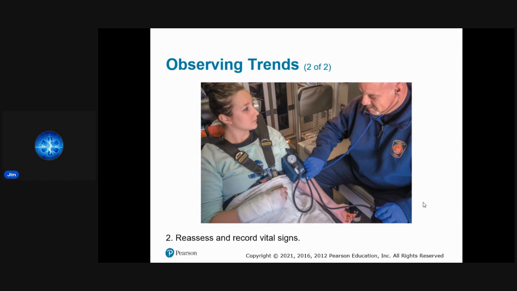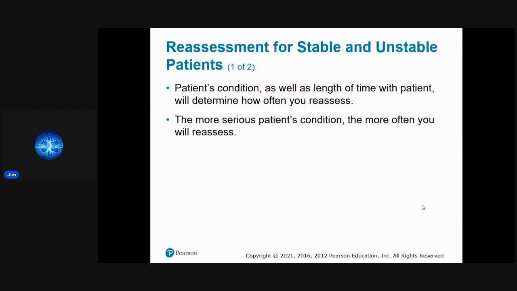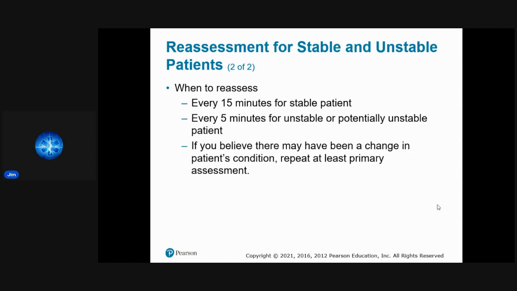Here he's reassessing and recording vital signs. Reassessment for stable and unstable. Remember that a patient's stability can change. It can either get worse or better. The more serious the patient's condition, the more often you will reassess. We talked about this, right? Unstable patients every 5, stable 15. We went through this.